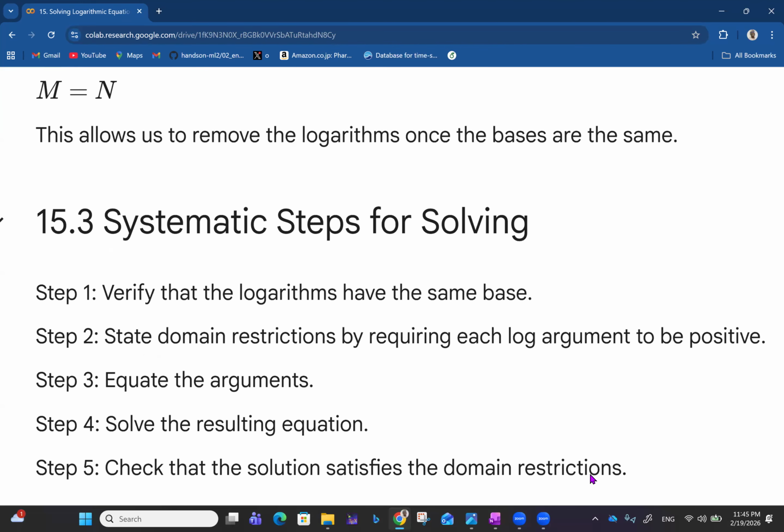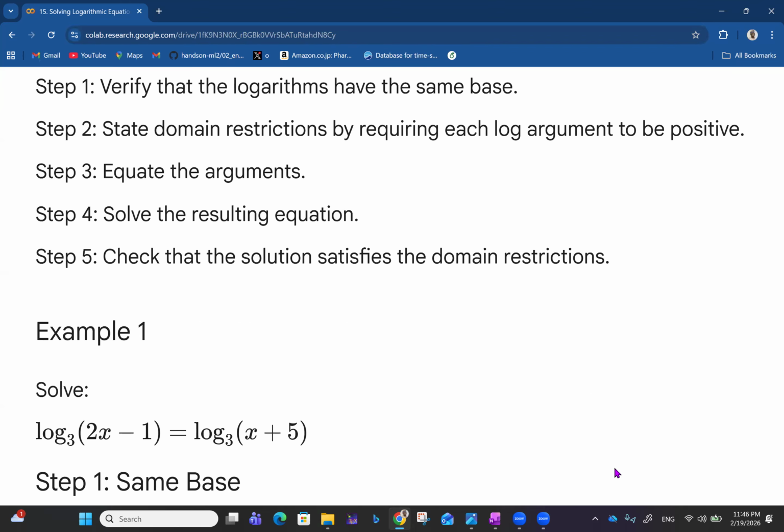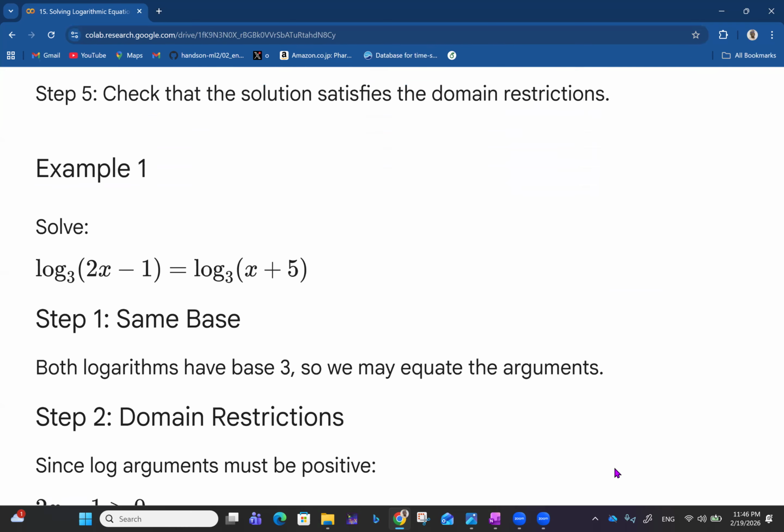So we have systematic steps for solving. Step 1, verify that the logarithms have the same base. That's the thing. 2, state domain restrictions by requiring each log argument to be positive. So each log argument has got to be positive. Then 3, equate the arguments. 4, solve the resulting equation. 5, check the solution satisfies the domain restrictions. So here now you're going to have to do two domain restrictions, and you go for the stronger one if they both agree. But if they don't agree, then there's no point solving for anything, as we're going to see now.